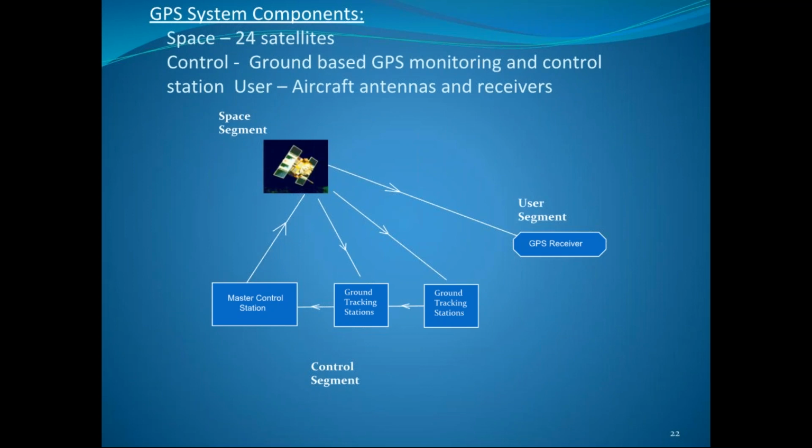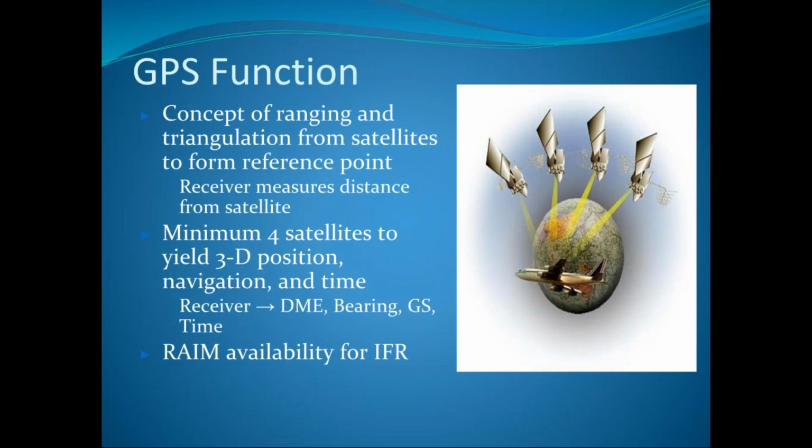So it's kind of a mix between all three that are assisting in triangulating our position. GPS function, the concept of ranging and triangulation from satellites to form a reference point. The receiver measures the distance from the satellite, and requires that there be 4 satellites in view overhead. So that's the absolute minimum to triangulate your position, and that will yield a 3D position.